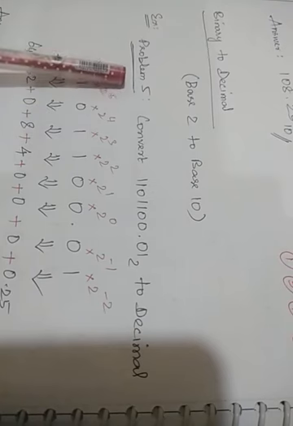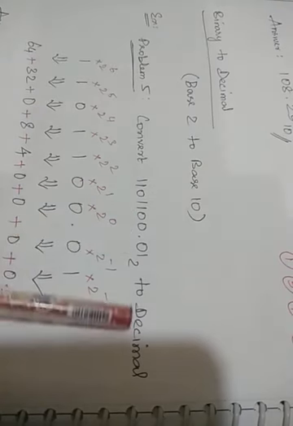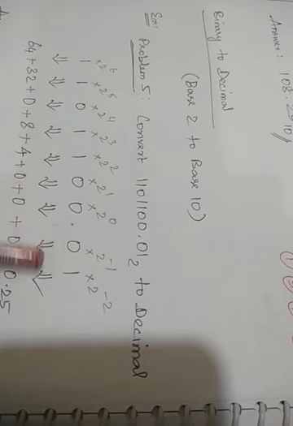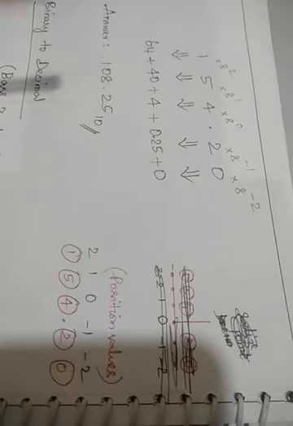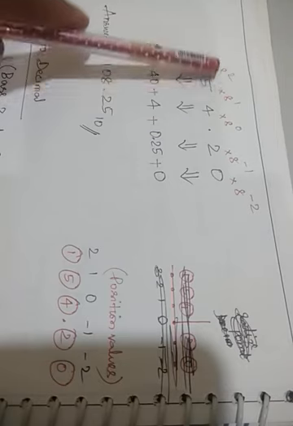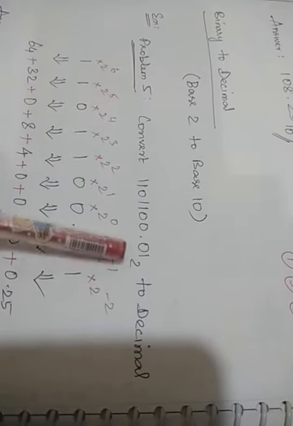Right? Then we'll see the next one, binary to decimal, that is base 2 to base 10. We'll see the example problem. Convert 1101100.01 to decimal. See here also the same method, but the base value is 2. Previously, you just observed the base value was 8. Why? Because the given number was an octal number, but here the given number is a binary number. That's why the base value is 2.